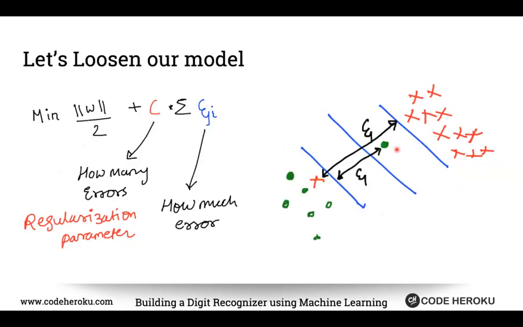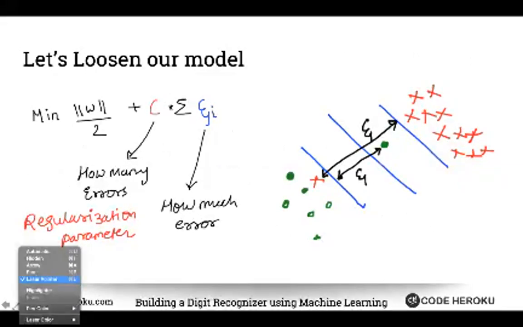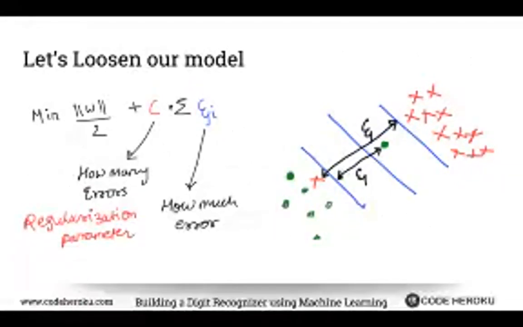Okay, so this is not a bad example. Look closely here. There is this one red dot over here, and there is one green dot over here. And then there are a lot of green points over here, and there are a lot of red points over here.